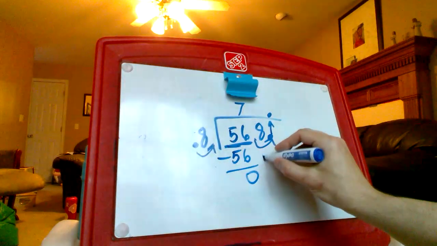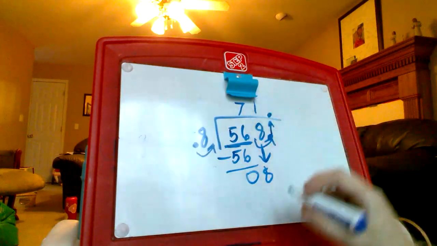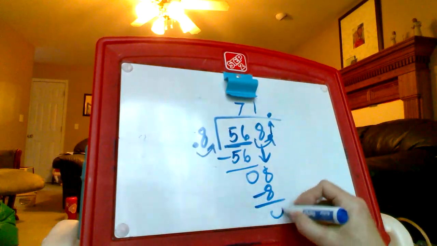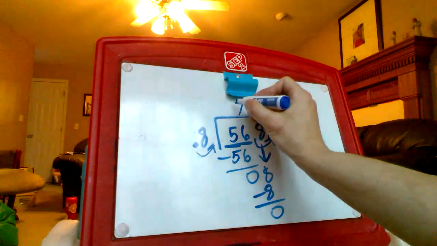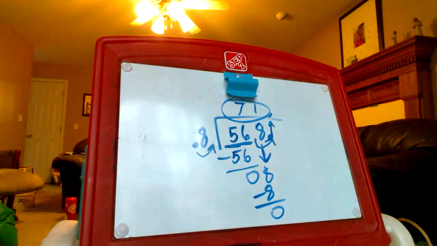Then we bring down our 8. How many times will 8 fit into 8? It's once, which is left over 0. So our answer for the second one is just 71. We don't have anything after the decimal, so we could actually get rid of that decimal and hide it. It's just a whole number, 71.